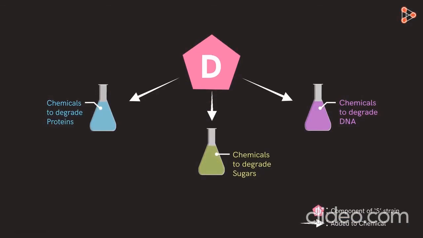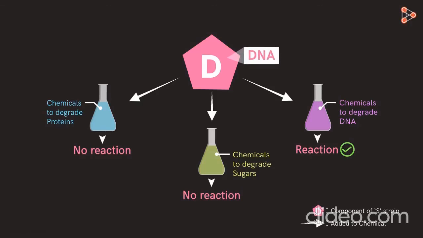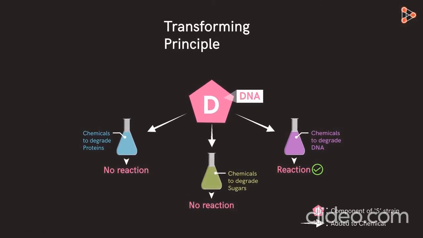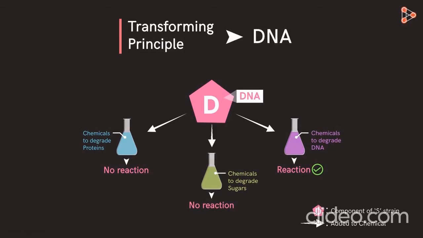So in this case, the chemicals used to degrade DNA were used along with others, and it was found that the chemicals successfully broke down the molecules. It implied that the molecules were that of DNA. This chemical analysis helps in understanding that the transforming principle was nothing else but DNA, and this fact was easily accepted. A few years later, another experiment helped to confirm that DNA is the transforming principle.